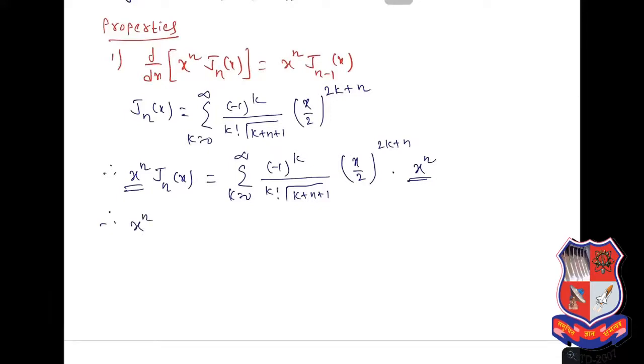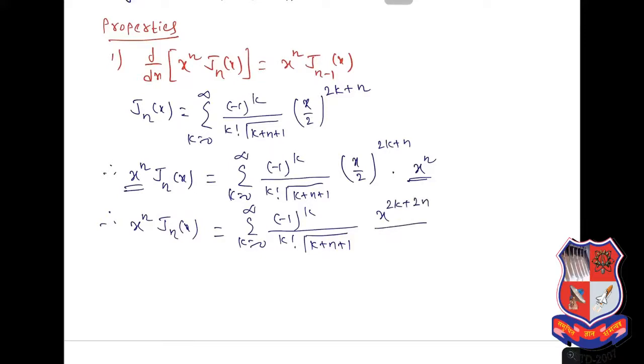So therefore x power n J n x equal to the series k equal to 0 to infinity, minus 1 power k over k factorial gamma k plus n plus 1, and we can write x power, collecting the x power 2k plus n and this n, so x power 2k plus 2n over 2 power 2k plus n.